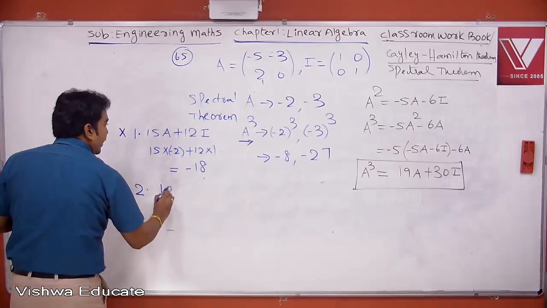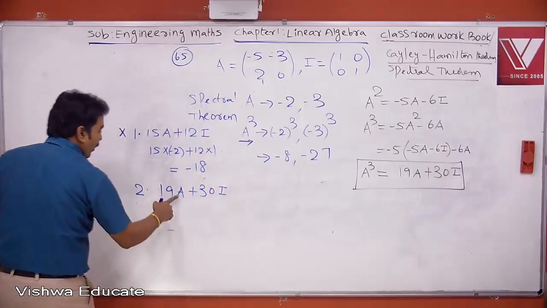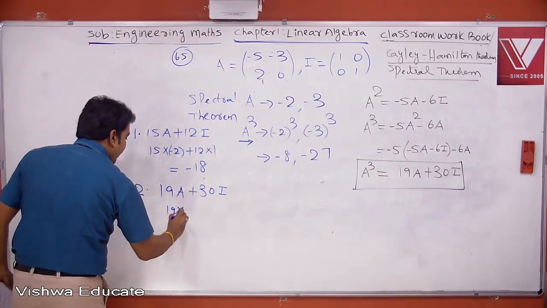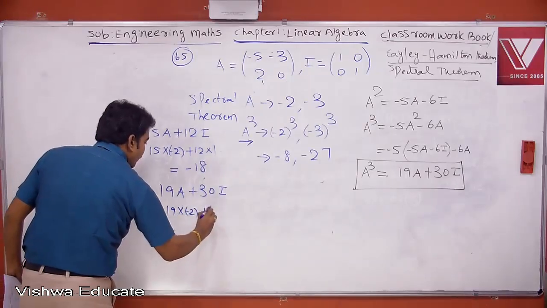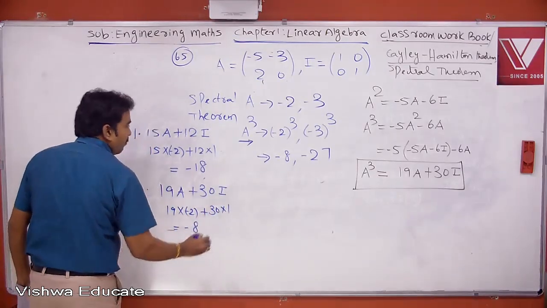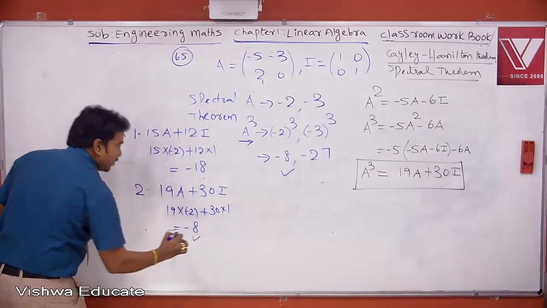Now come to option 2. This is 19A plus 30I. Now replace A by -2. So this is 19 into -2 plus 30 into 1. Therefore this is -8. -8 is one of the eigenvalues of A cube. So one eigenvalue is matched.